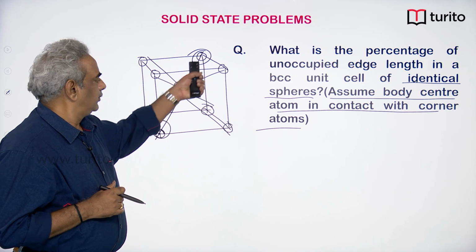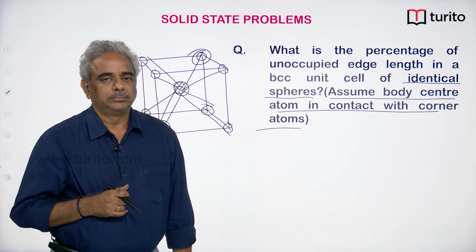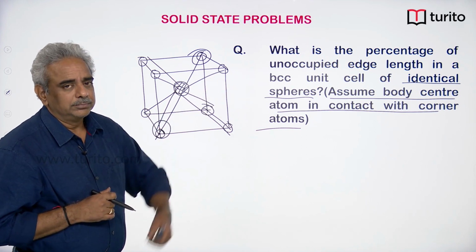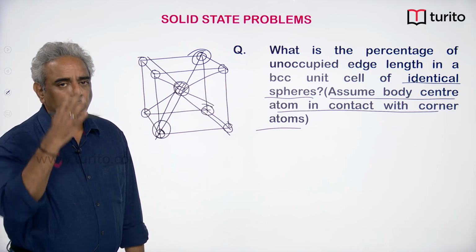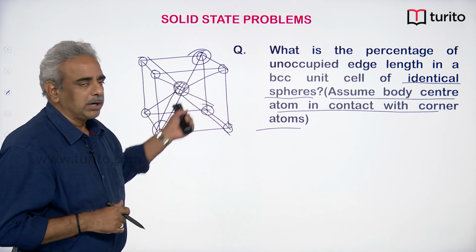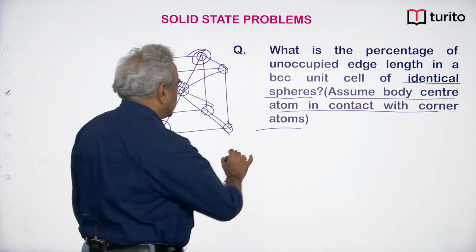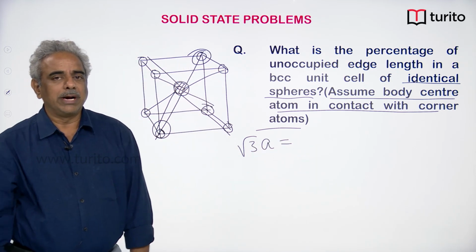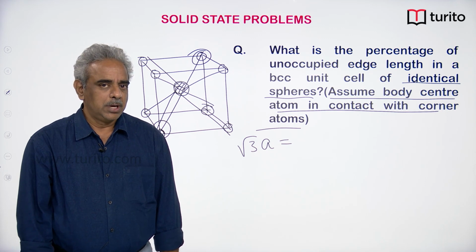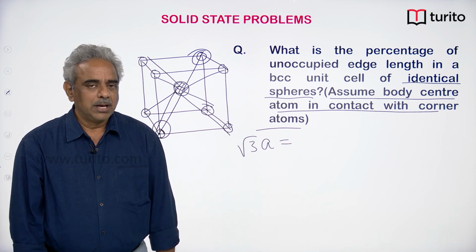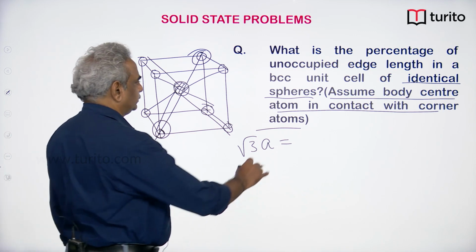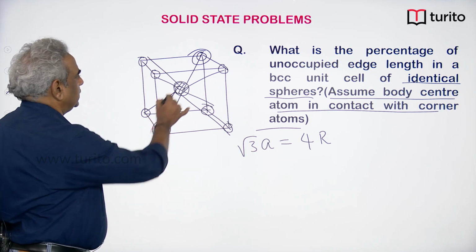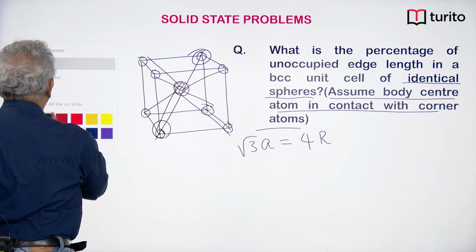And he gave one hint that the body diagonal is occupied by 4 radii, because they are all in contact. So, we can say root 3 a, which is nothing but the body diagonal length, will make 4 radii. Be very clear about it, because these 3 are in contact. Let me draw neatly.